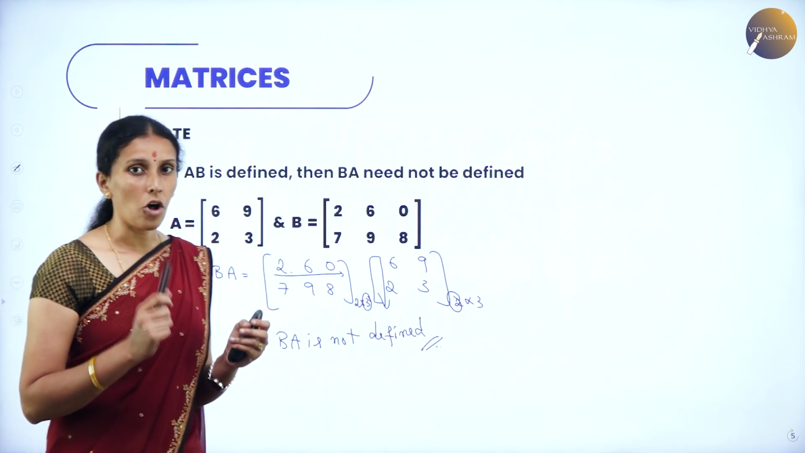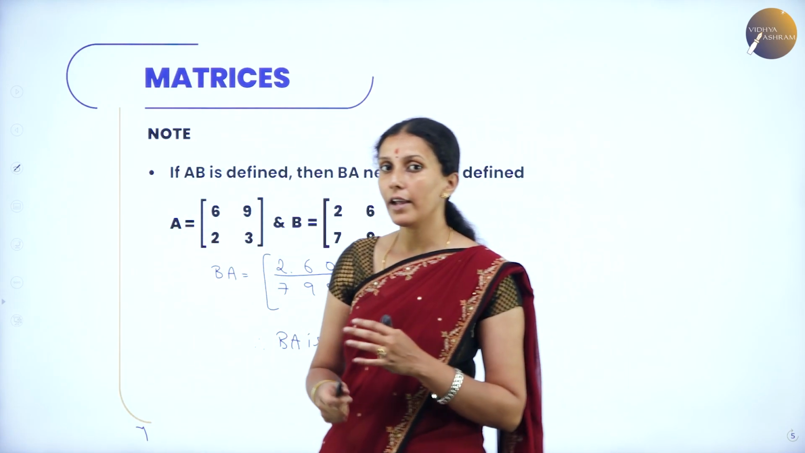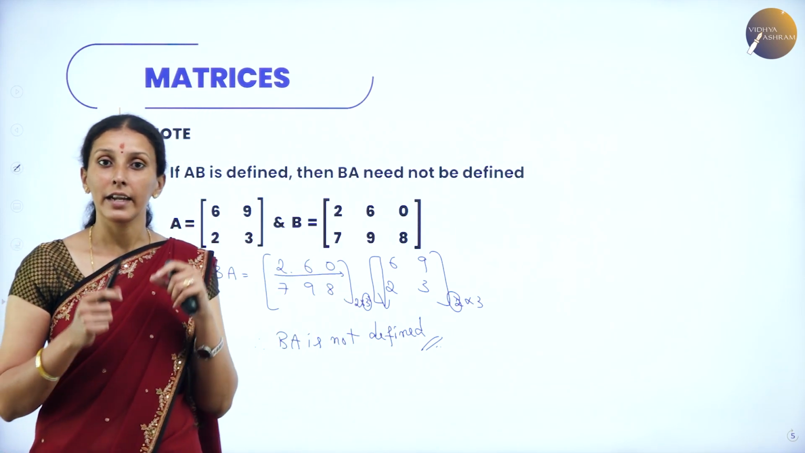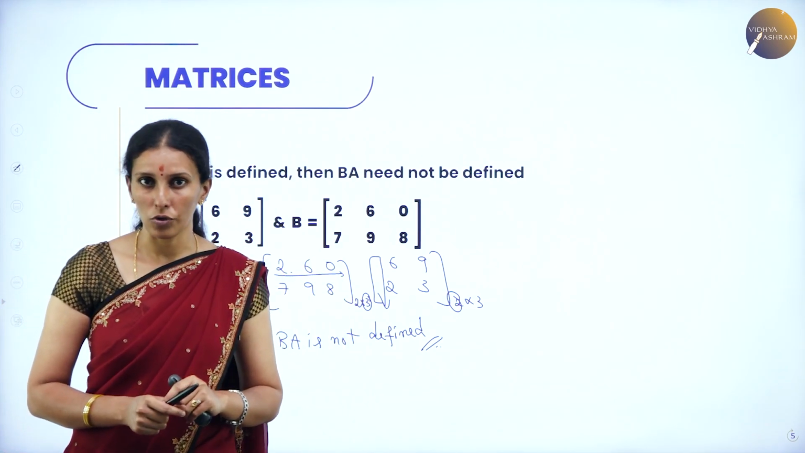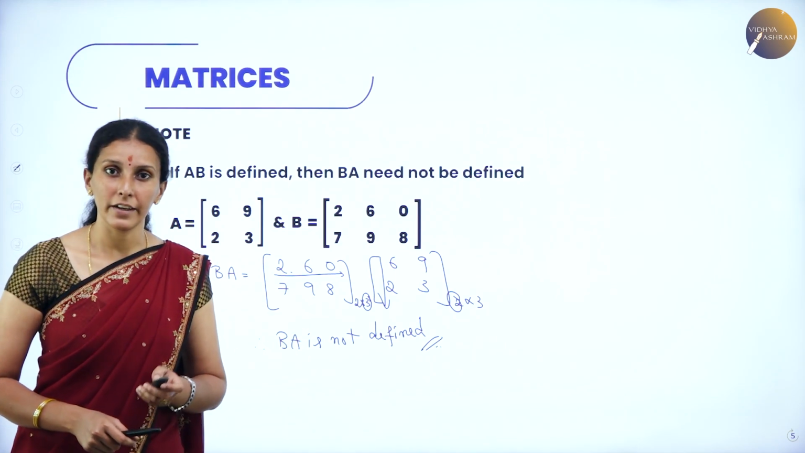So therefore, for all matrices, whenever you can define the product AB, it is not necessary that the product BA must also be defined. So there exists a case where BA is not defined.